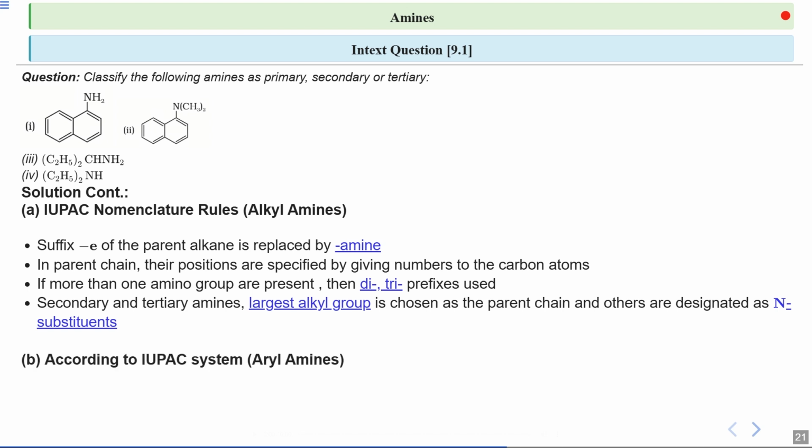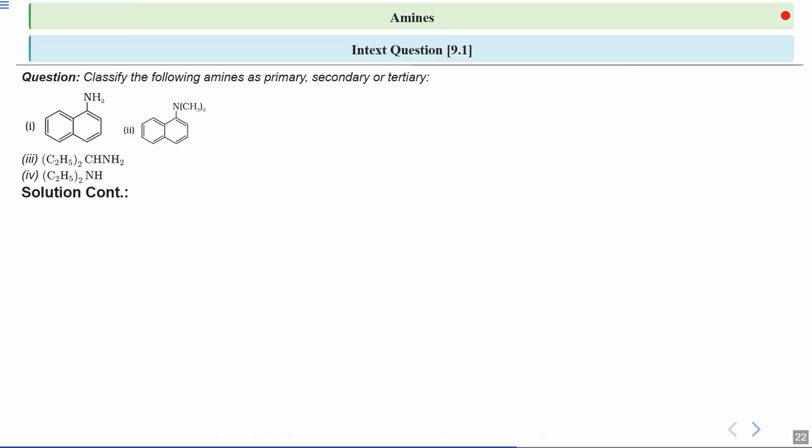If I talk about aryl amines, then in aryl amines, the suffix E of arene, like benzene, is replaced by amine. Okay? Now let us look at the first one. If you look at this first example, you will see one of the hydrogens of this NH2 group is replaced by one of the carbons of this ring, which is naphthalene. So the common name will be 1-naphthylamine. This tells us that the amine group is attached to the first carbon of the naphthalene ring.